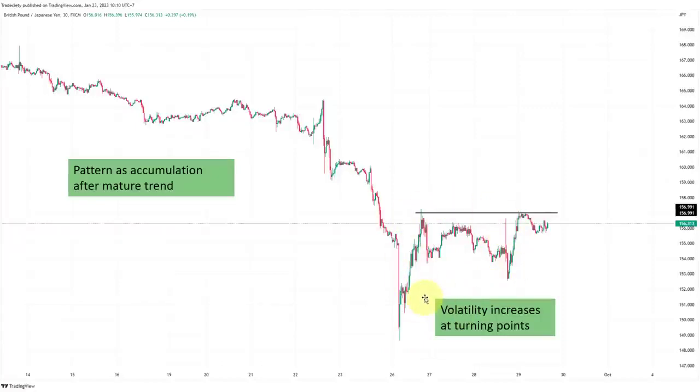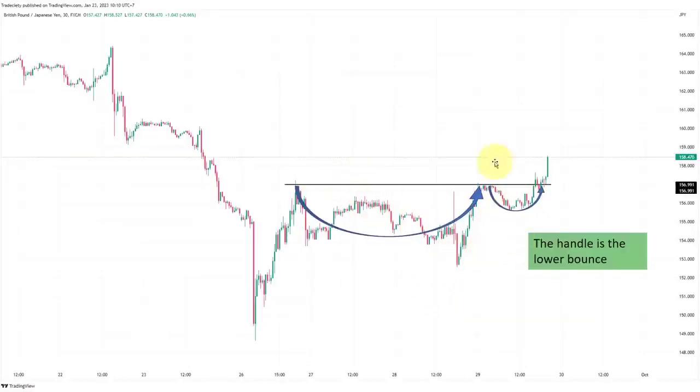And at turning points, when the sellers are getting out and new buyers are coming in, and there's a lot of back and forth, that's where you can often see this increase in volatility. So this could be a great add-on for your price action trading to just monitor volatility levels. And when we zoom in, this is what the cup and handle actually looks like.